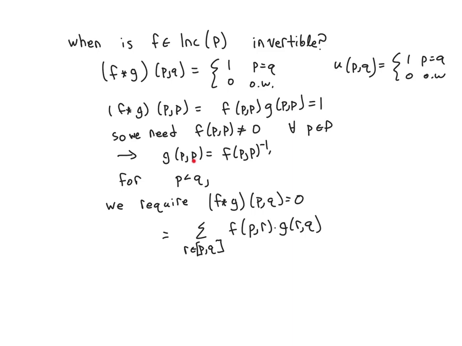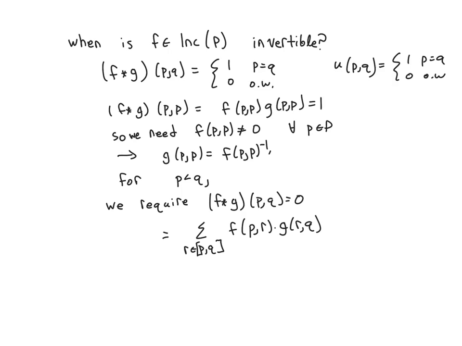Now, that gives you a formula for the inverse over intervals PQ where Q is equal to P. What about the general case? For P strictly less than Q, we require this convolution applied to the interval PQ to be 0 by definition. But by definition of convolution, that should be this formula. We're summing over all R in the interval PQ, f of PR times g of RQ. And so we want this to be 0.